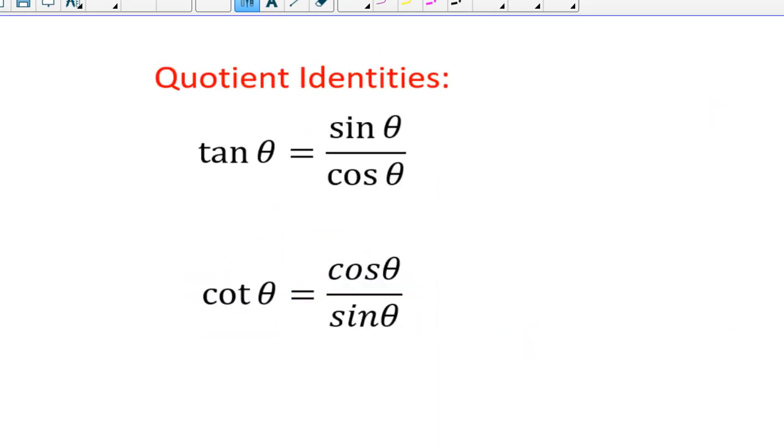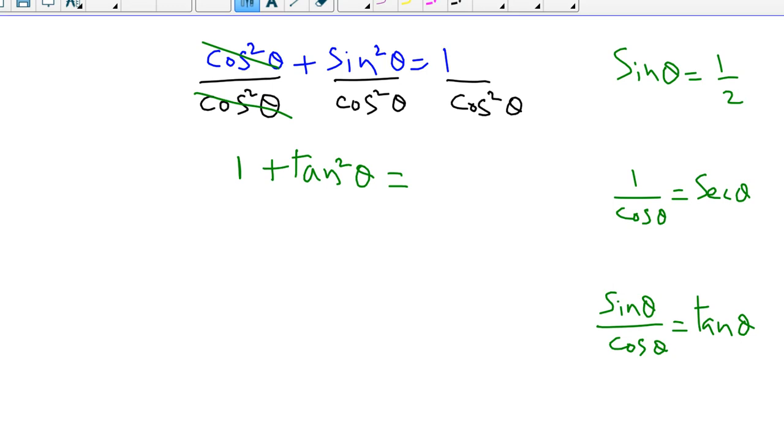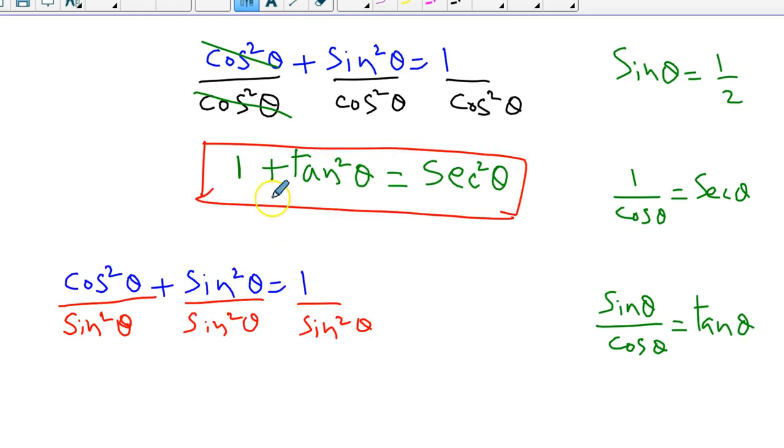Let me go back there. Right. So secant, and the square also, I have secant square theta. So here it is 1 plus tan square theta is equal to secant square theta. Now to get the next one, third Pythagorean identity, I'll divide the same cosine square theta plus sine square theta equal to 1 by sine square theta.